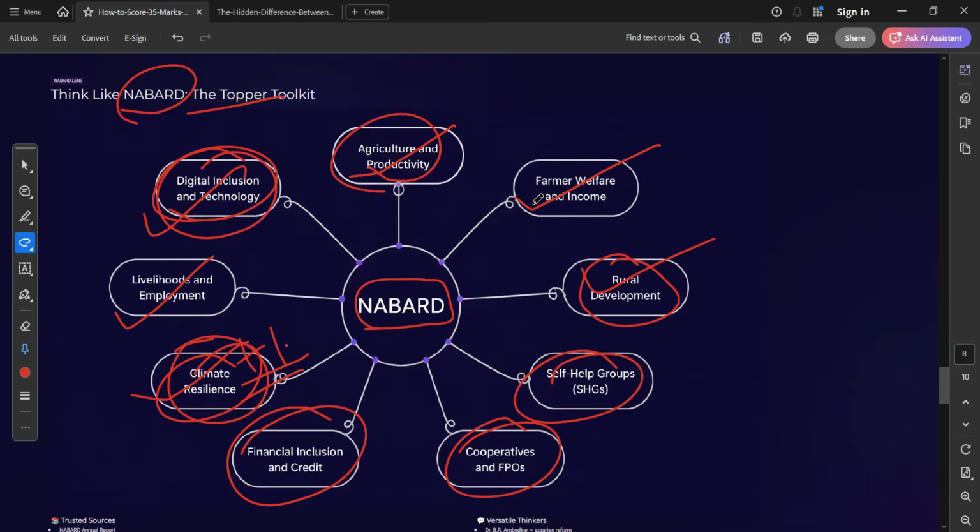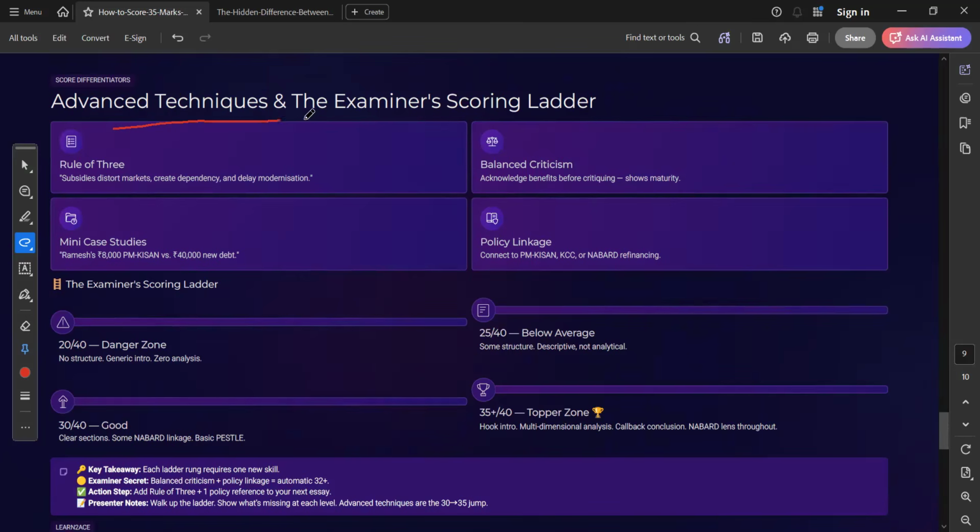So that actually creates an impact. If you want, you can use certain points. Let us say there are 9 points over here, so you can use 3 to 4 points in your answer. This will help you in generating points. Now, advanced techniques the examiner scores on: have a balanced criticism.